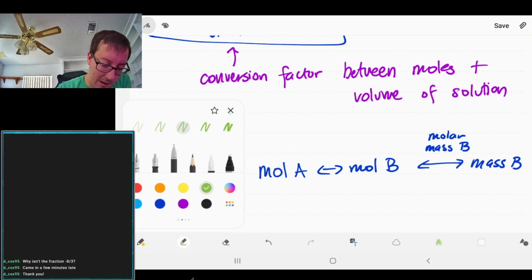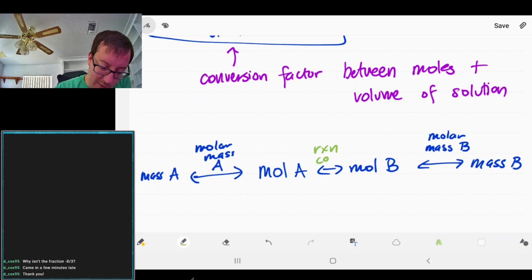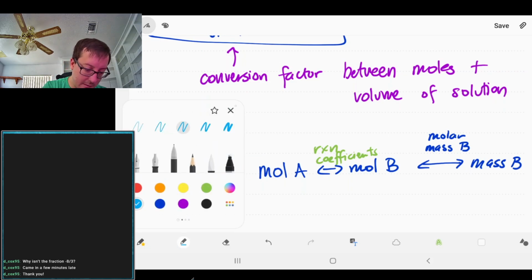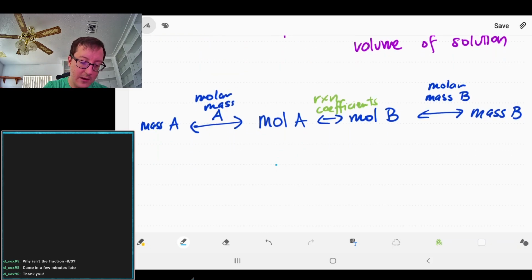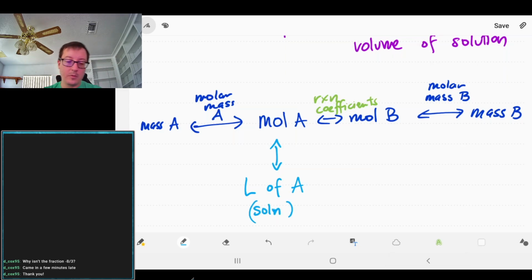Do not forget we had, of course, in the middle our reaction coefficients. But now we're going to add to our fun kind of chart here. We now have another way to talk about moles of A. We can say liters of A solution. We can use the molarity of A, whatever that happens to be, if we're dealing with a solution. We can go between liters and moles by using the molarity.